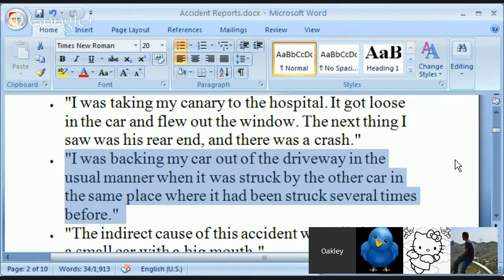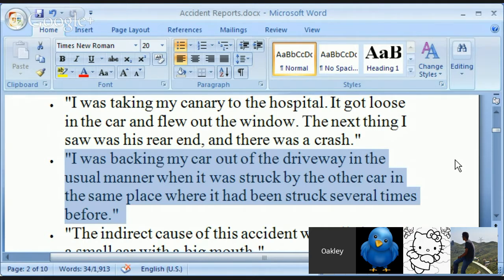Okay. I guess this is okay, but what is he saying? Is this confusing to you? "When it was struck by the other car in the same place where it had been struck several times before." That means his car was struck many times in the same spot, in the same area on the car.